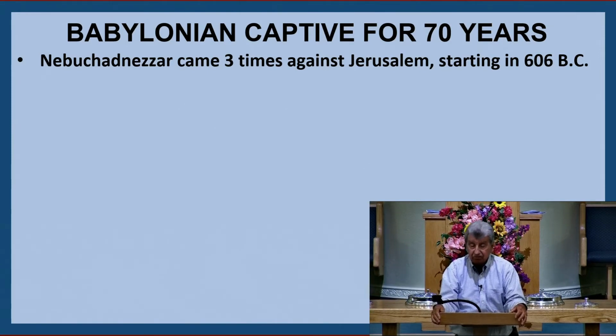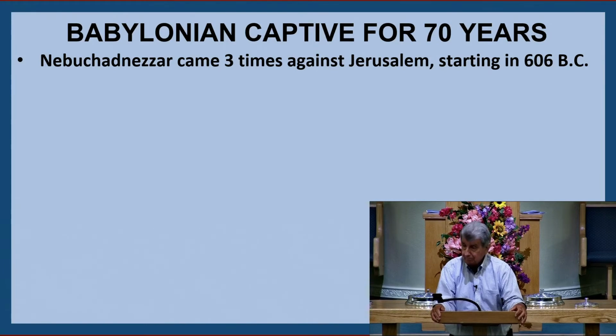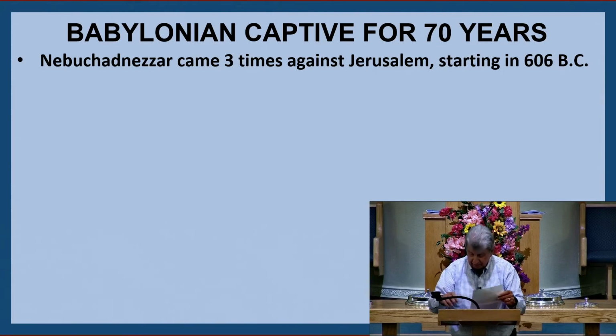He came back a second time because one of the vassal kings that he had set up rebelled against him. And so he had to come back and reestablish. And at that time, Ezekiel was taken. And finally, he comes back the third time. And so when he comes back the third time, the city is leveled. I'm not sure exactly how many of those things we have there.